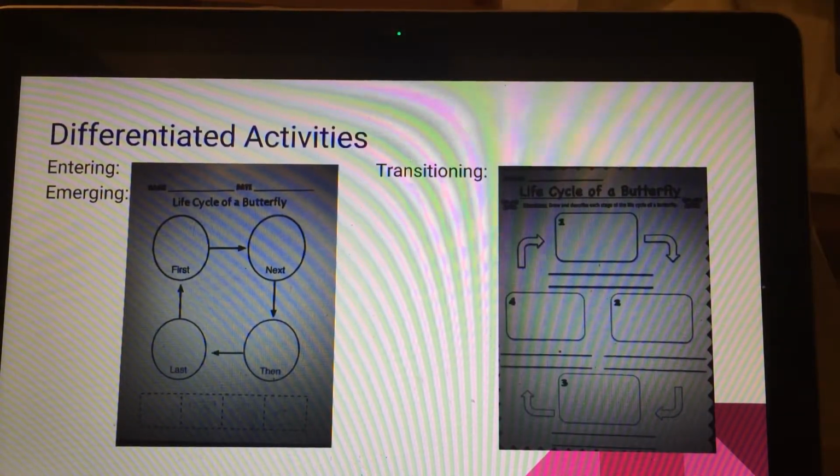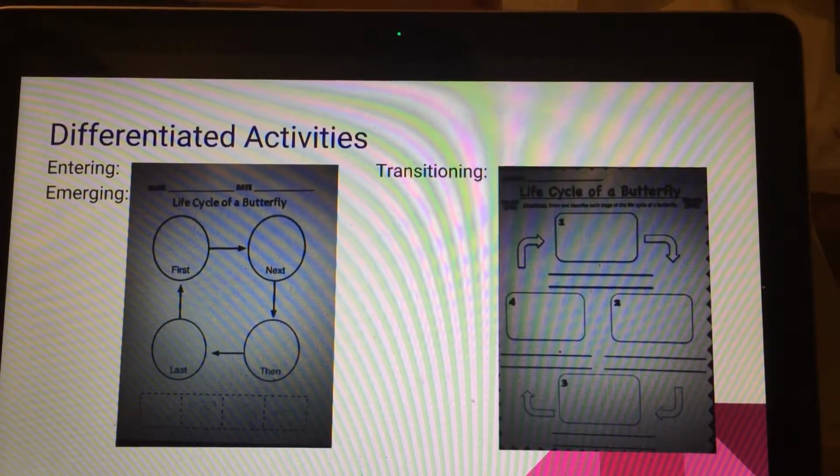Here are the differentiated activities. Entering and emerging students will cut and paste pictures in the sequential order of the life cycle of a butterfly. Students will be encouraged to say or write what each stage represents, depending on level and comfortability.